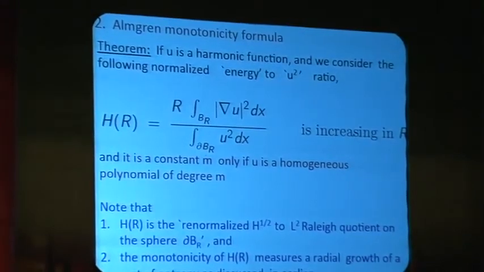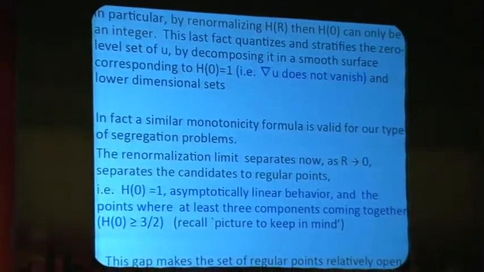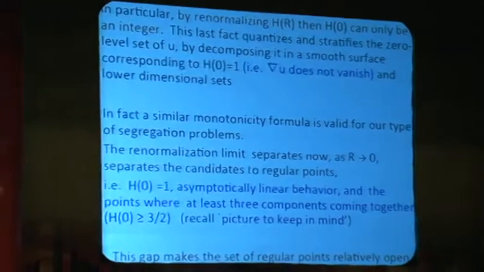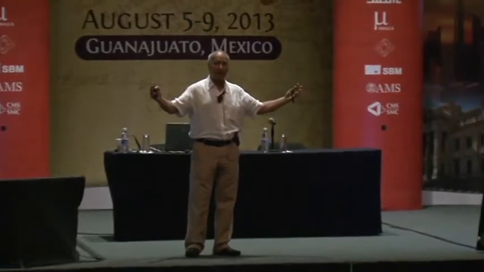What is good about this formula? See, you can always renormalize this formula. In other words, you can take the point and start to expand and expand. And if you expand the solution, that is equivalent to looking at the formula closer and closer to the origin. But this is a monotone function, so it has a limit at the origin.